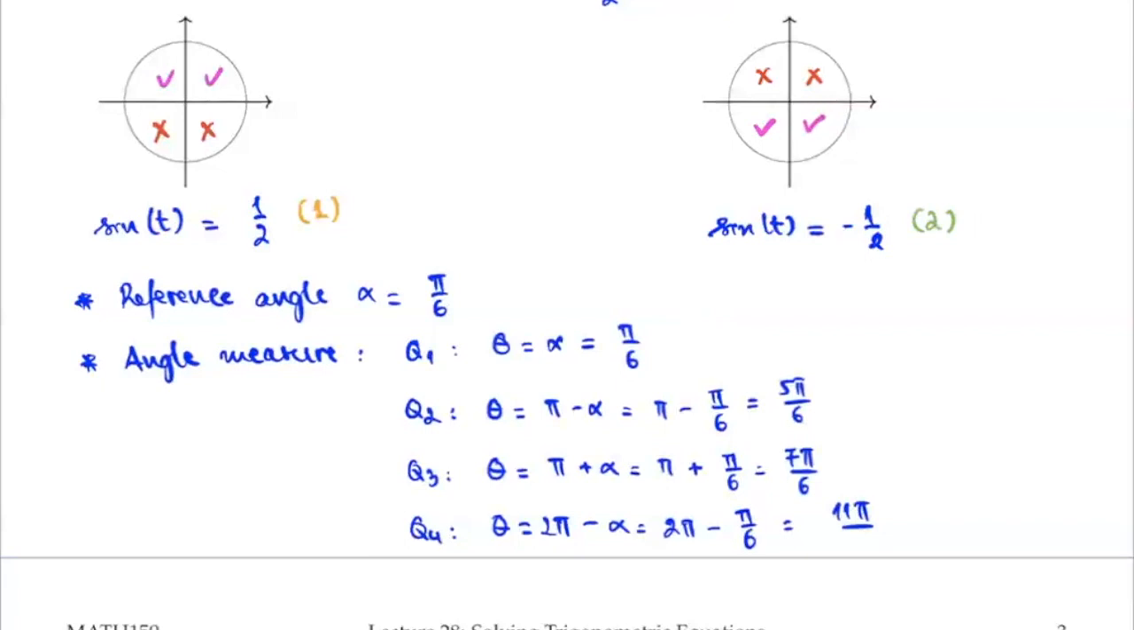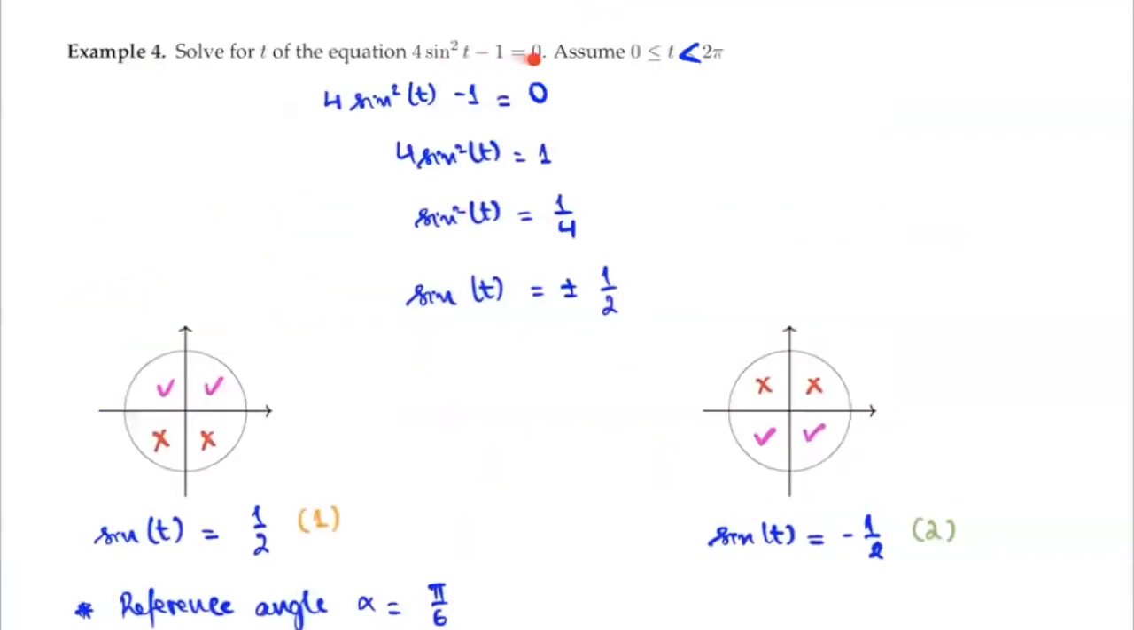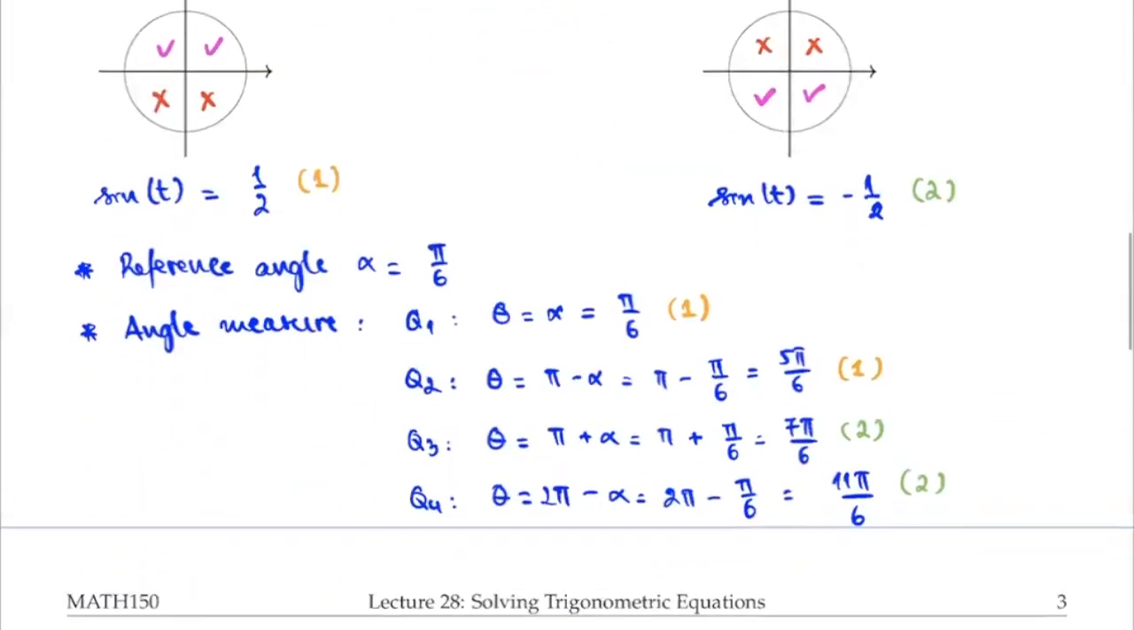Now, for the first equation, we only choose the solutions in the first quadrant and the second quadrant. So this solution belongs to the first equation, this solution belongs to the first equation, and these two belong to the second equation. So 11 pi over 6. So technically the solution to the equation 4 times sine squared t minus 1 equal to 0 is going to be pi over 6, 5 pi over 6, 7 pi over 6, or 11 pi over 6.